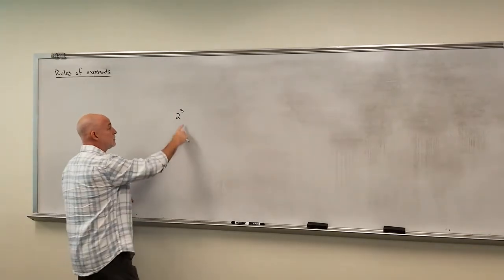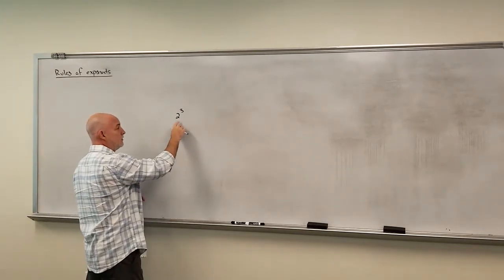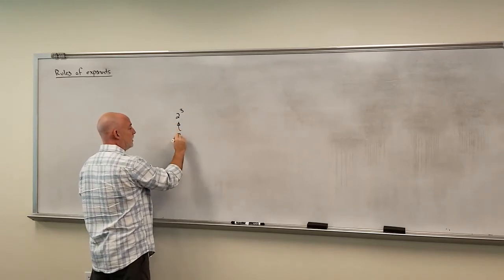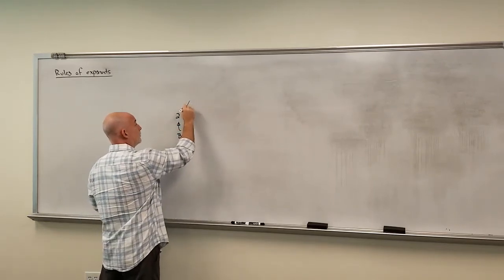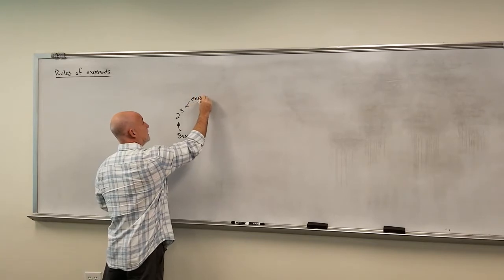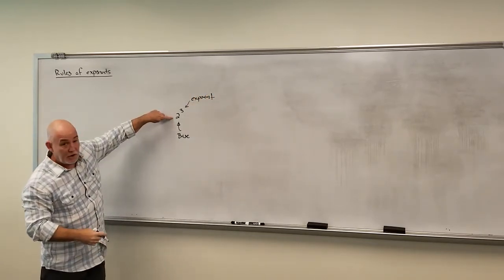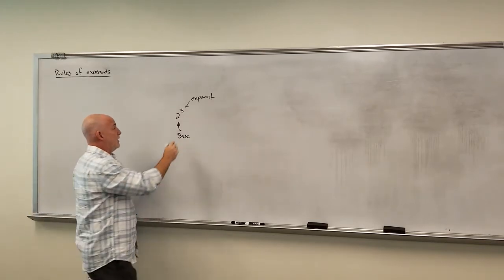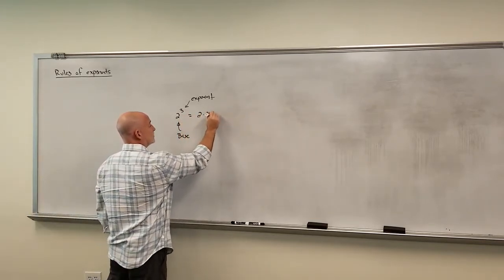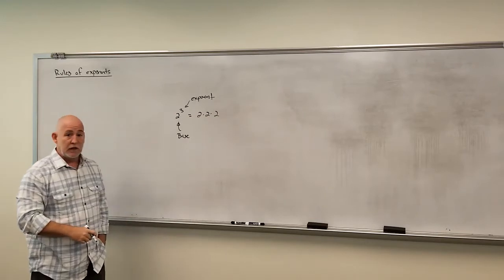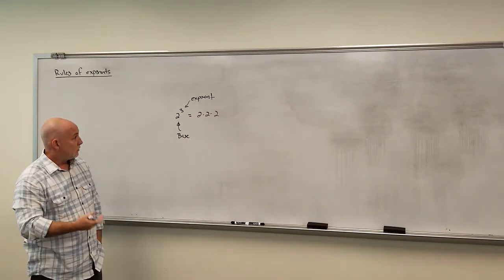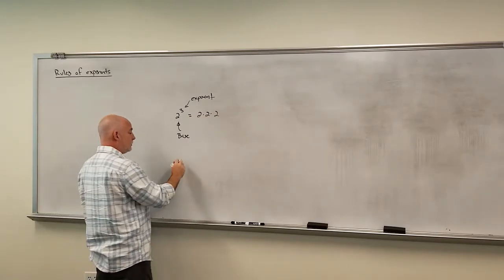Now all that means is you take the base. The base is what is being raised to the exponent. So the 2 is the base, and of course the 3 is the exponent. Well, this tells you to take the base and multiply it by itself that many times. So 2 to the third, if we expand that out, would be 2 times 2 times 2, of course, which would be 8.